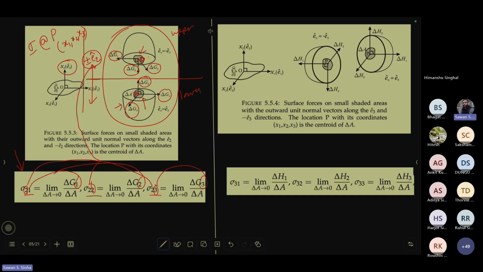So now I have defined 6 stress components. For the next 3, I will take the bulk of the fluid and cut it into two halves with a plane which has unit normal along plus or minus E3 and going through the same point P.